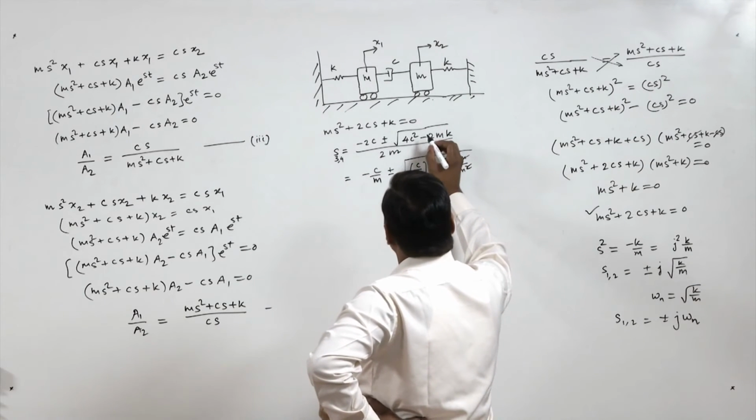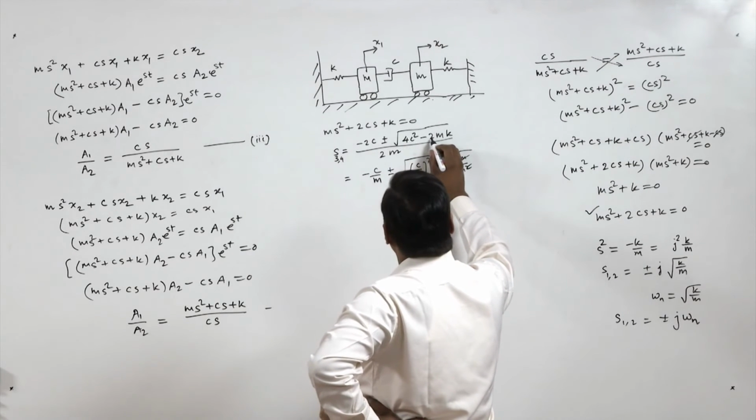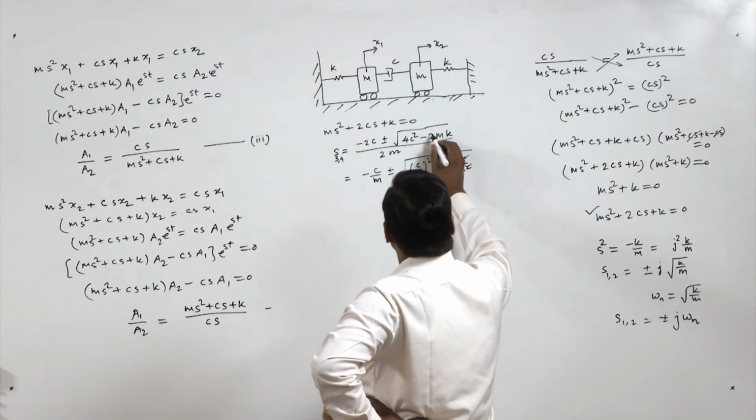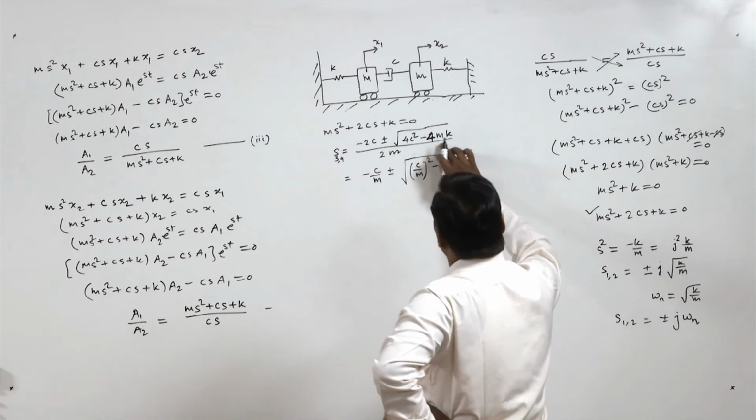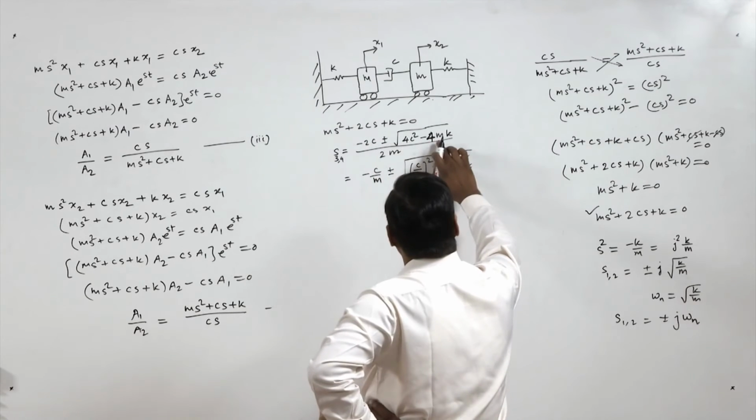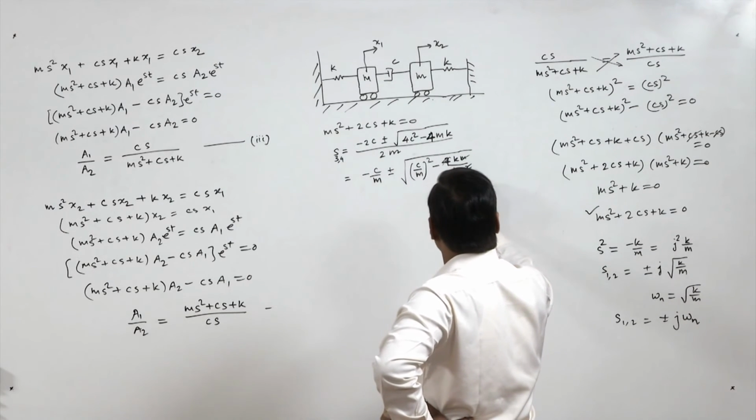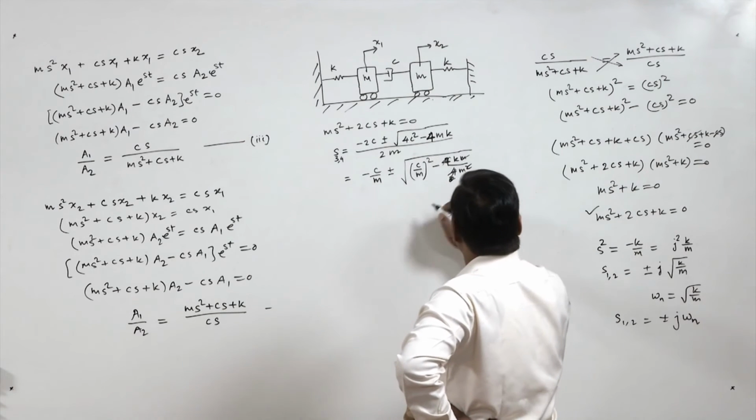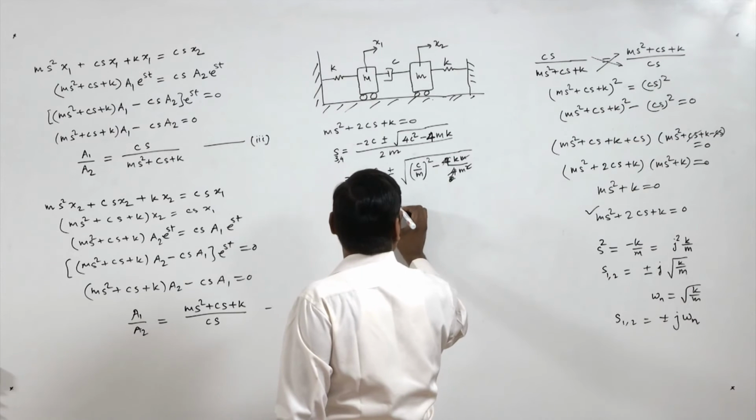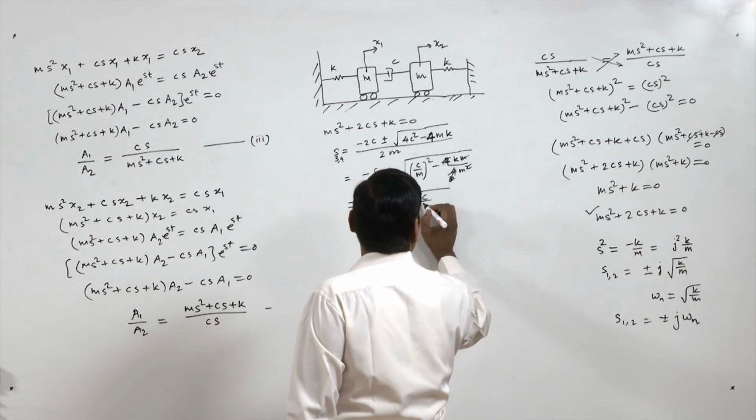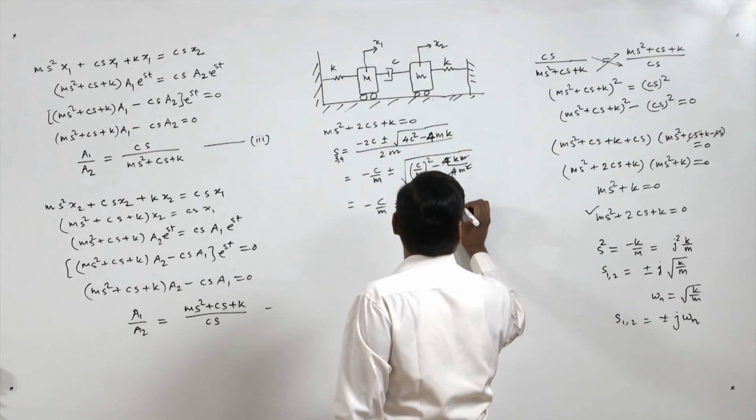Minus 4ac, so it is b square minus 4ac, so it is 4 into a into c. Here it is 4, so the 4 cancels out and we will get k by m. So minus c by m plus minus under root (c by m) whole square minus k by m.